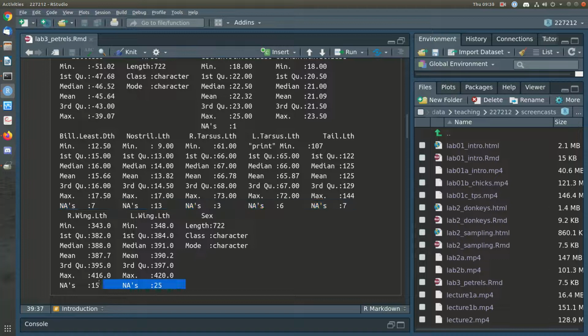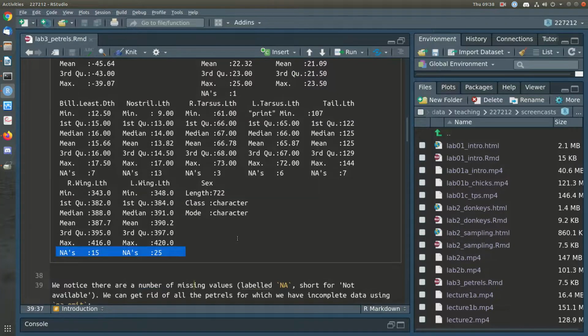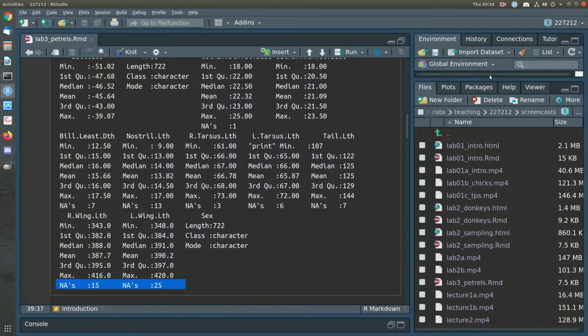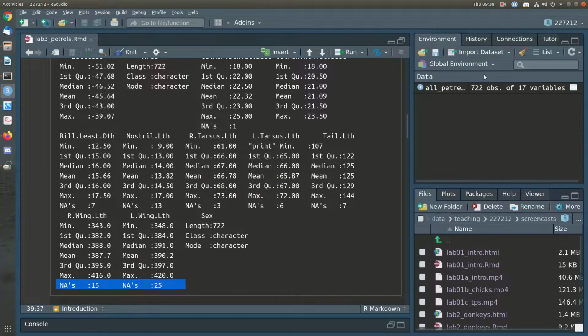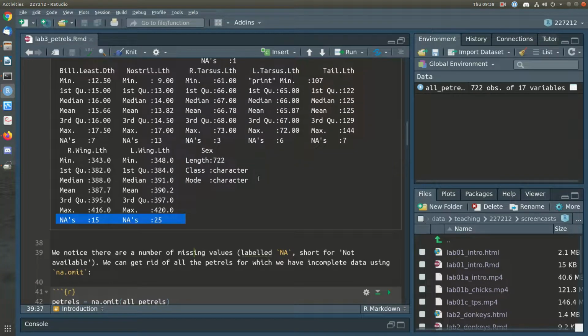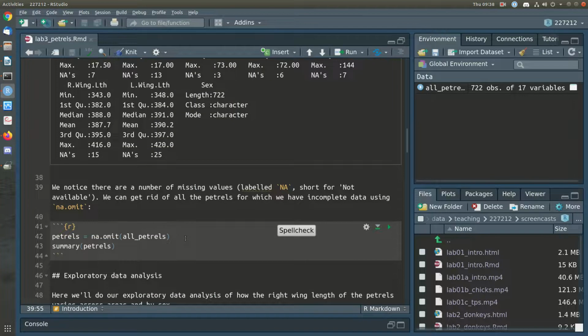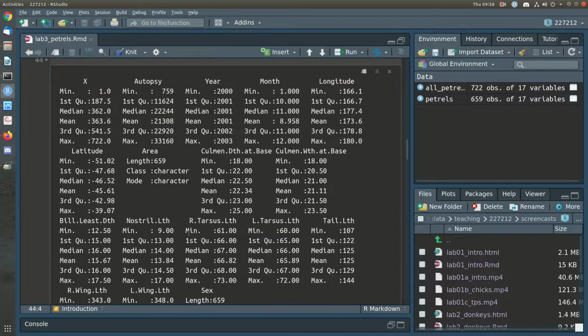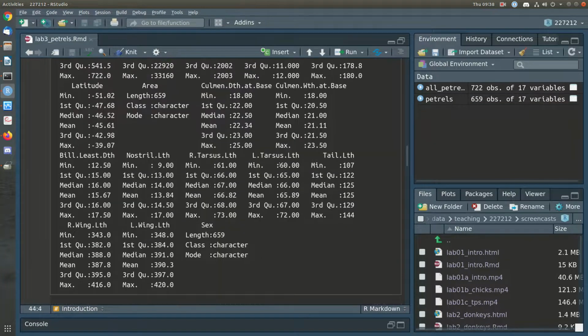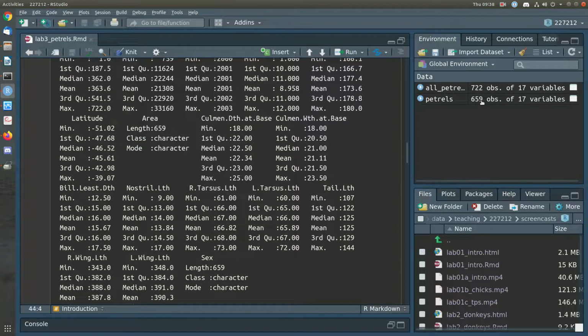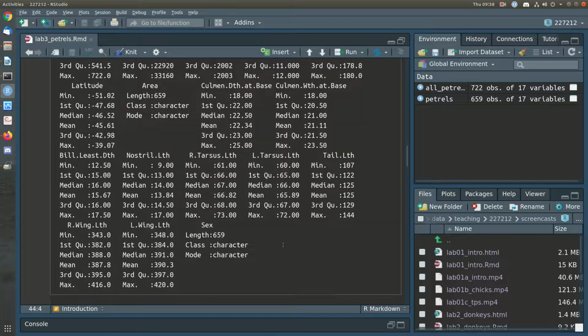Okay, so to make our job a little bit easier for later on, we're just going to get rid of any row that has an NA. So at the moment you'll see that our data has 722 observations, right? But we're going to get rid of a number of the NAs using the na.omit function. So I'll run that code there. And then you can see that when we do the summary we have no NAs left, and we are down to 659 observations. So we're going to be using the Petrels data set rather than the all Petrels data set here.